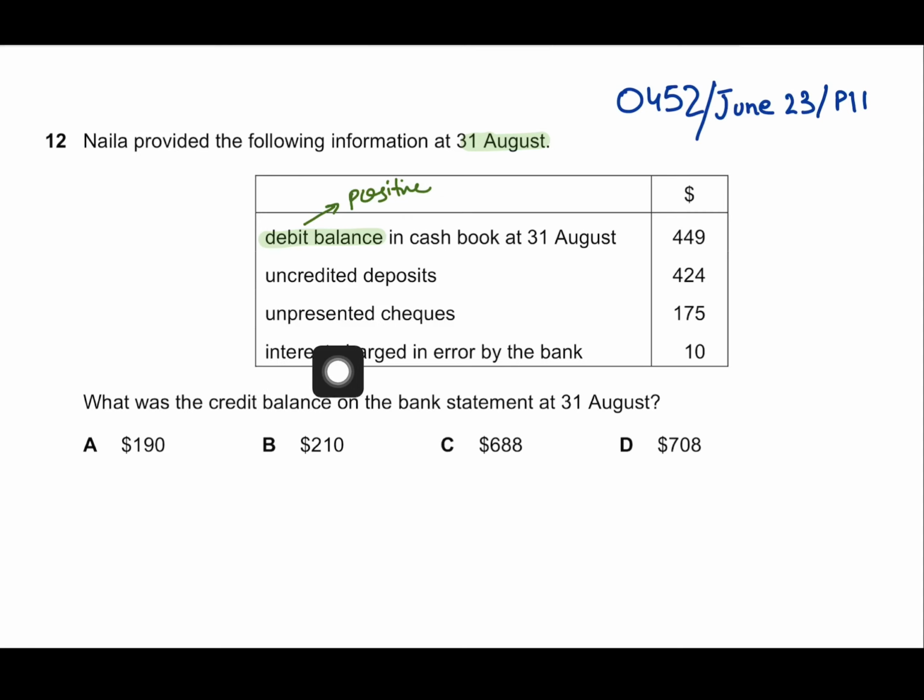Then it also says that interest charged in error by the bank, $10. This has been charged as an error. It wasn't supposed to be charged by the bank. It has been deducted in error, it wasn't supposed to be deducted. This is what it means.